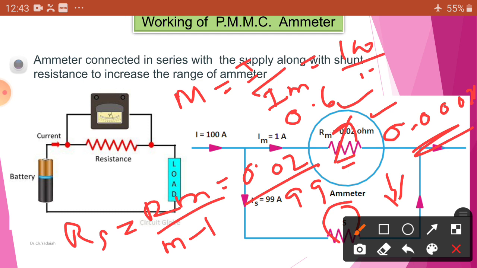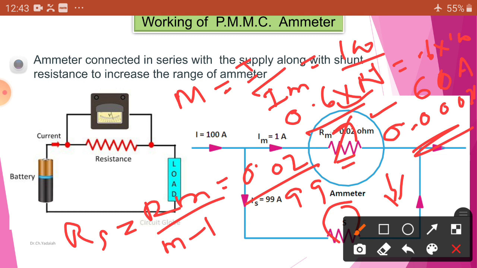What is the value now? What is the M, what is the N here? 100. So 0.6 into N, that is 0.6 into 100. So what is the value? Then we are going to get 60 amperes. So instead of 1 ampere, it is showing 60 amperes. So based on the fraction, we are going to calculate this value.